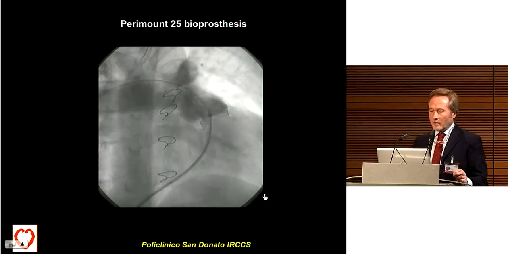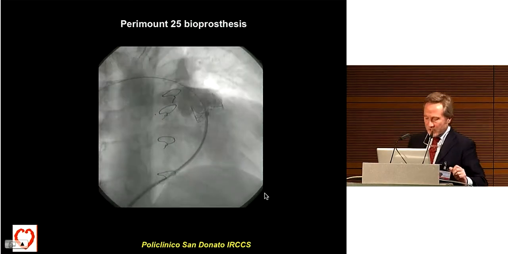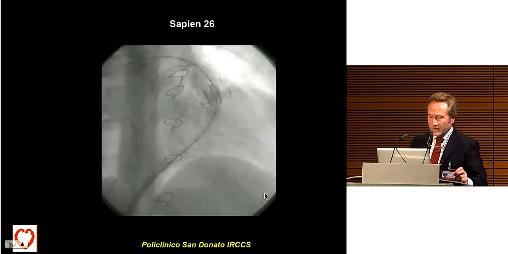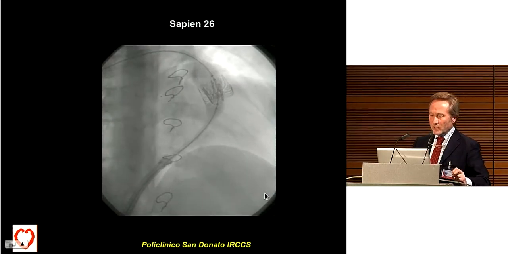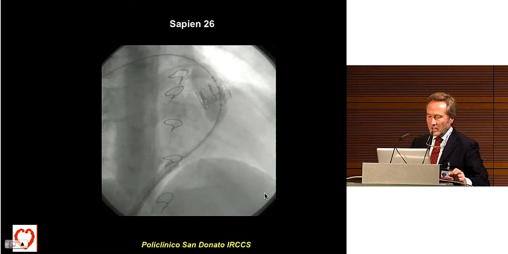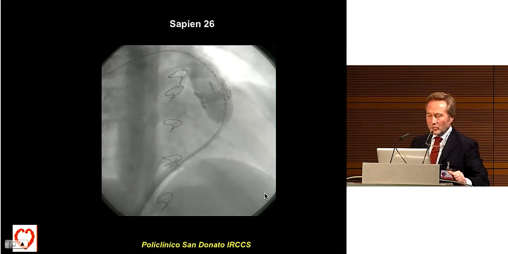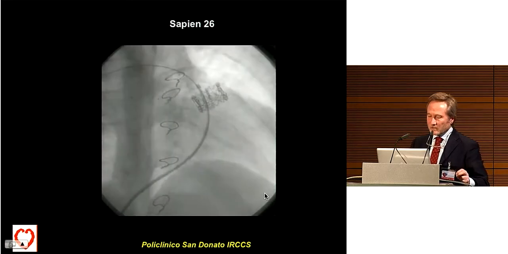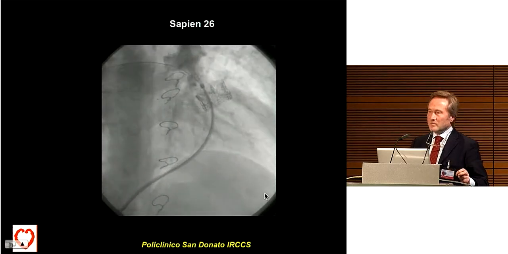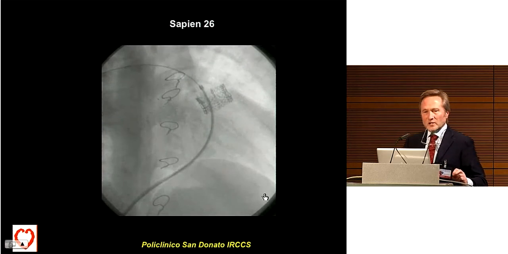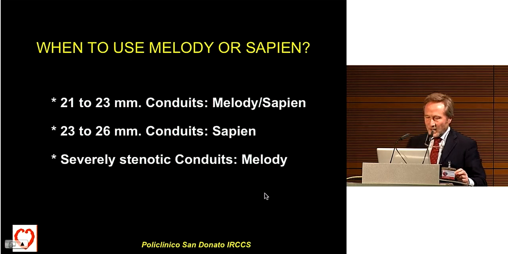Another example of a malfunctioning bioprosthesis where a Sapien 26 was implanted, as you see here, with slow inflation without pre-stenting. We may discuss that. Excellent result immediately. There is no need for pre-stenting. However, we have to be very, very careful about the precise location. Otherwise, you take a risk of dislocation of the valve.